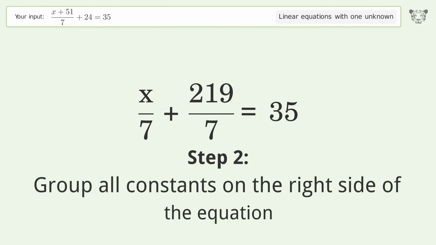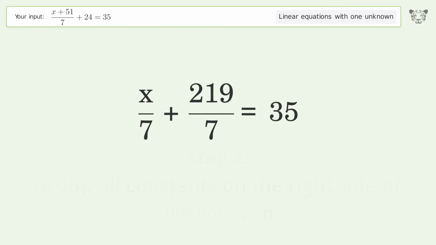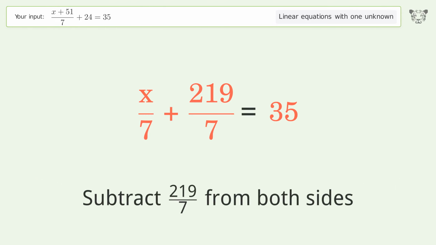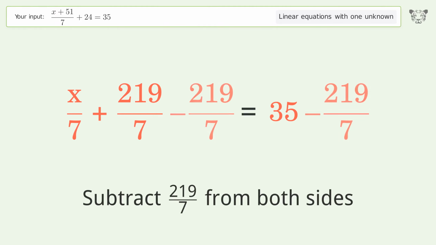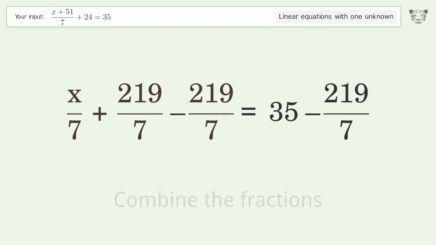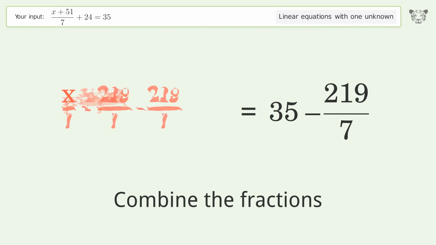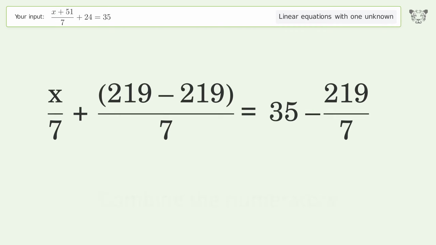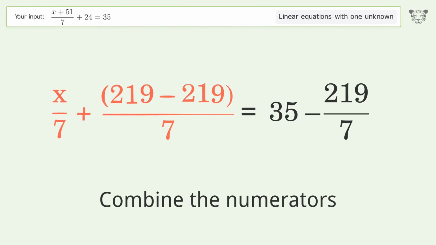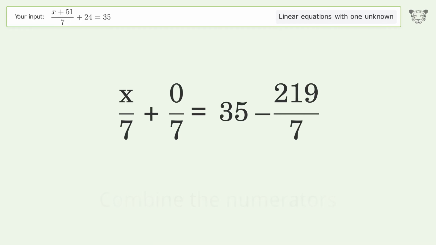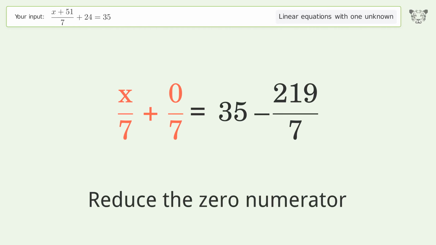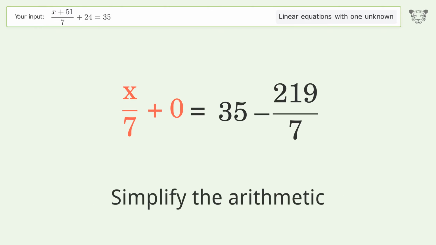Group all constants on the right side of the equation. Subtract 219 over 7 from both sides. Combine the fractions. Combine the numerators. Reduce the zero numerator. Simplify the arithmetic.